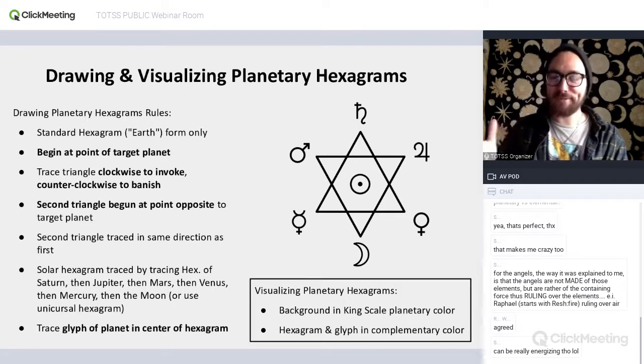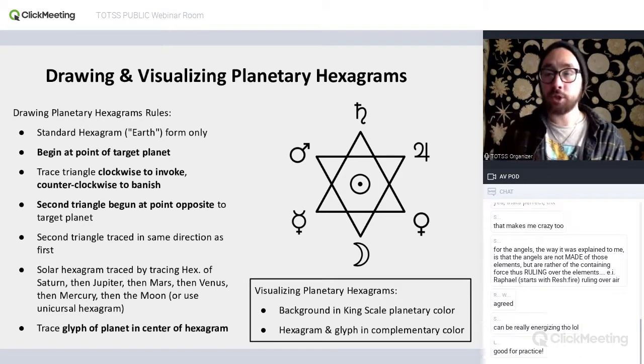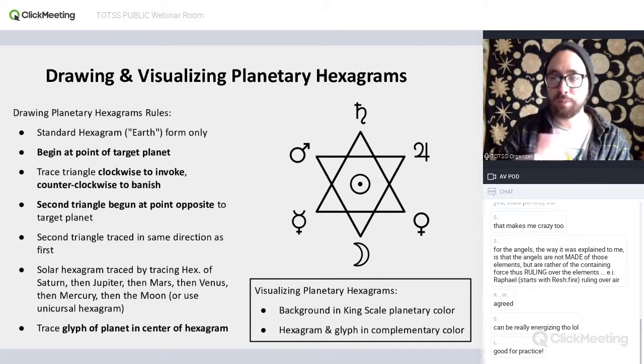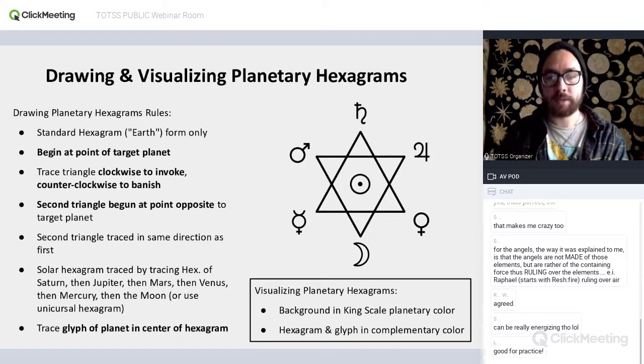All right, and then after you've traced the hexagram of the planet, you just draw the glyph of that planet. The glyphs are the symbols that you see there on the right, and you draw the glyph in the center of the hexagram. No matter which planet you're working with, you just draw that planet's glyph in the center of the hexagram. And again, as I said, we're visualizing a background of the planetary color, and the hexagram and the glyph traced in the complementary color.